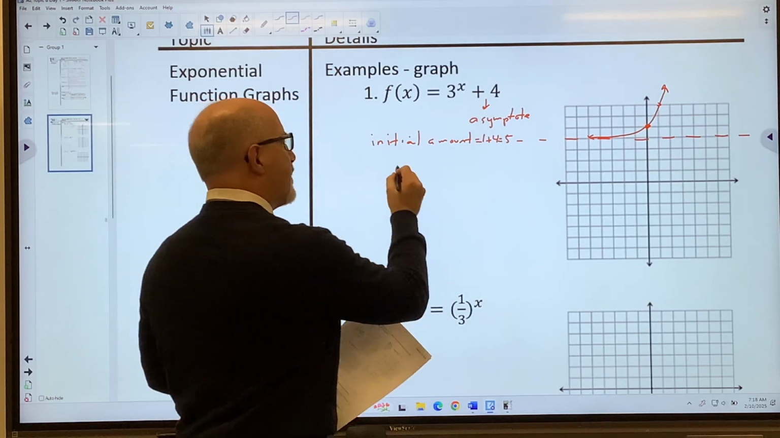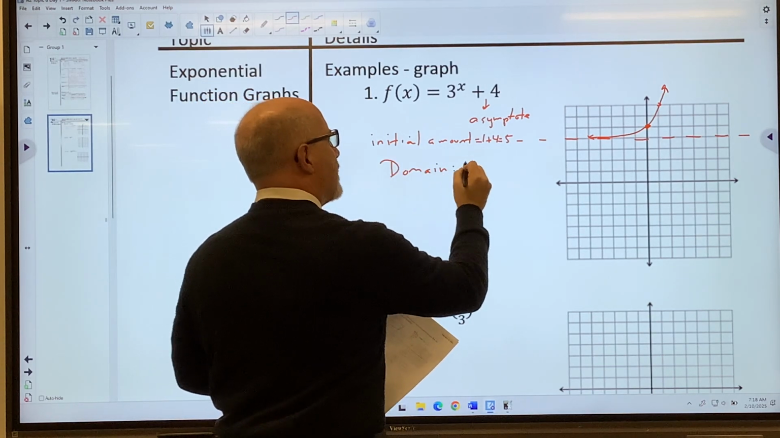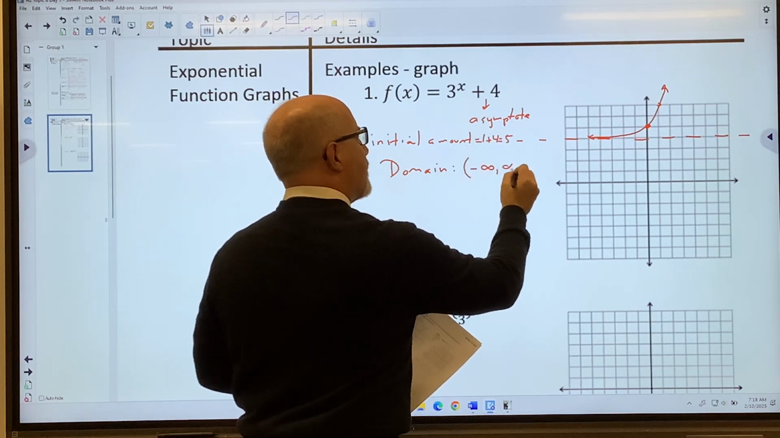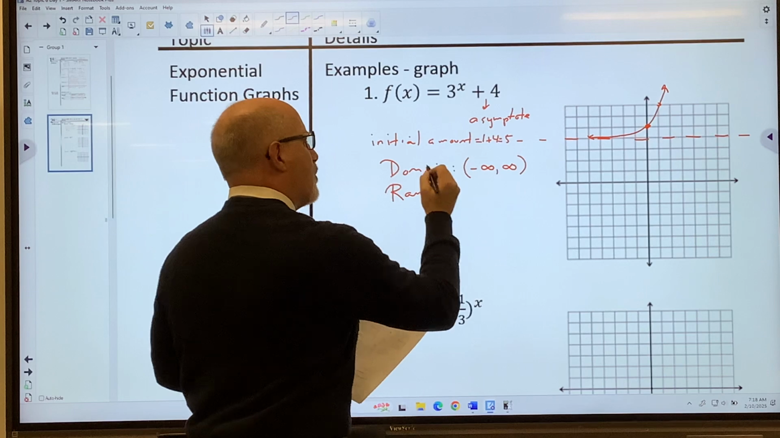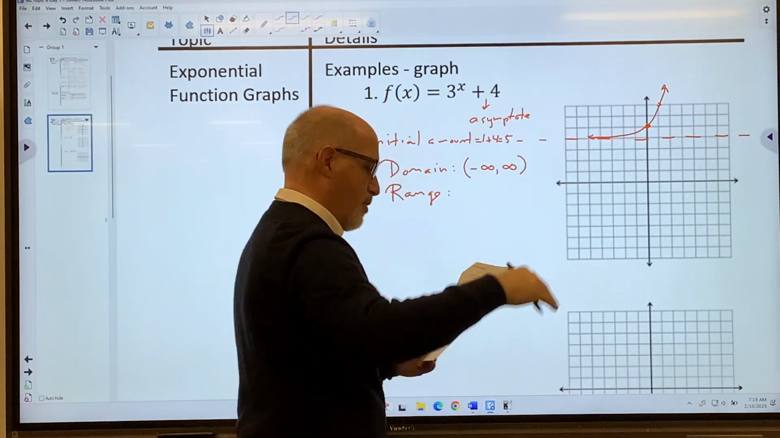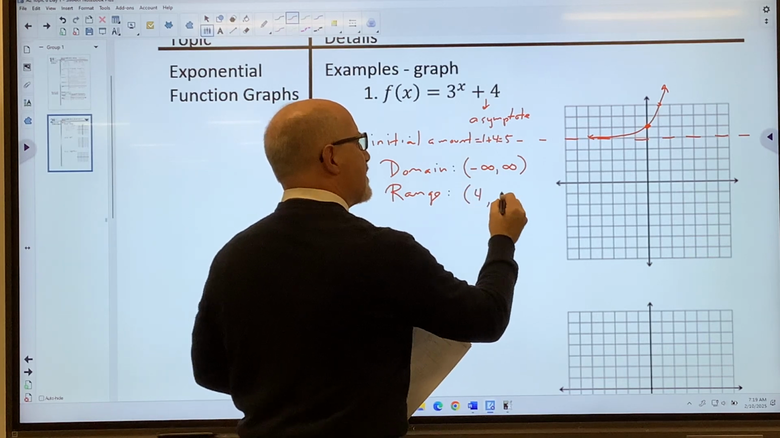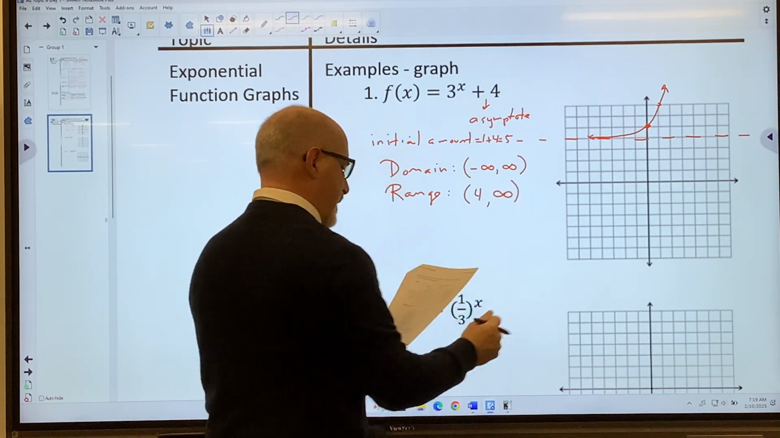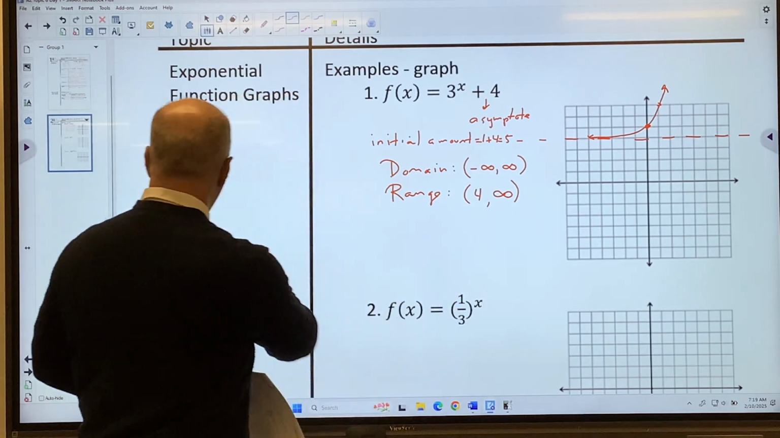The domain for this, the domain for all of these, is going to be all reals, so from negative infinity to infinity. The range will be, notice that we don't actually get to the 4, so the lowest is 4, so we're going to have an open parenthesis on 4 and then go off to infinity for my range. Okay, so let's go ahead and do the next one.